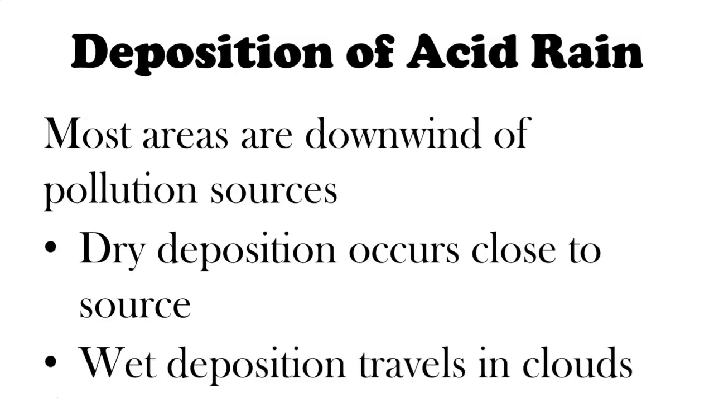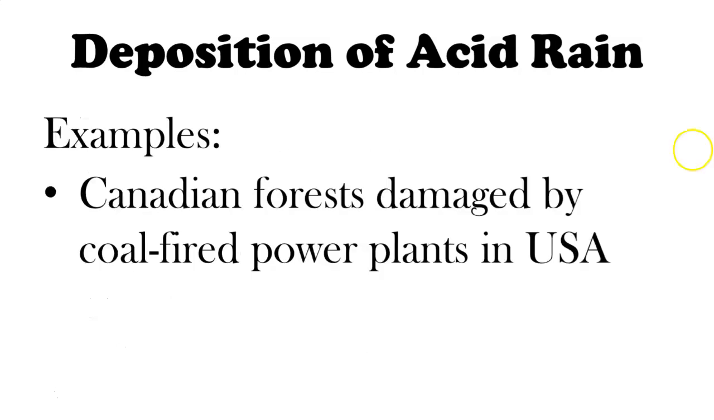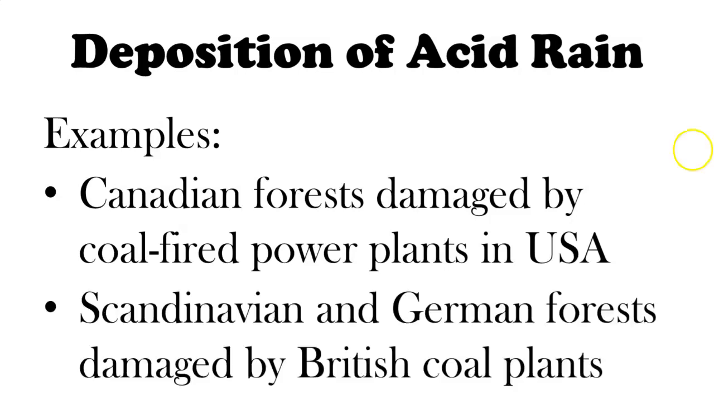Now, wet deposition occurs at slightly longer distances from the sources of the pollutants. The sulfuric acid and the nitric acid, which form as a result of those primary pollutants, actually travel significant distances in the clouds before being deposited as precipitation. A couple examples here of acid rain caused by wet deposition: Canadian forests in the eastern part of Canada were becoming damaged by coal-fired power plants in the Midwest states of the United States. Also, Scandinavian and German forests were damaged by British coal power plants.